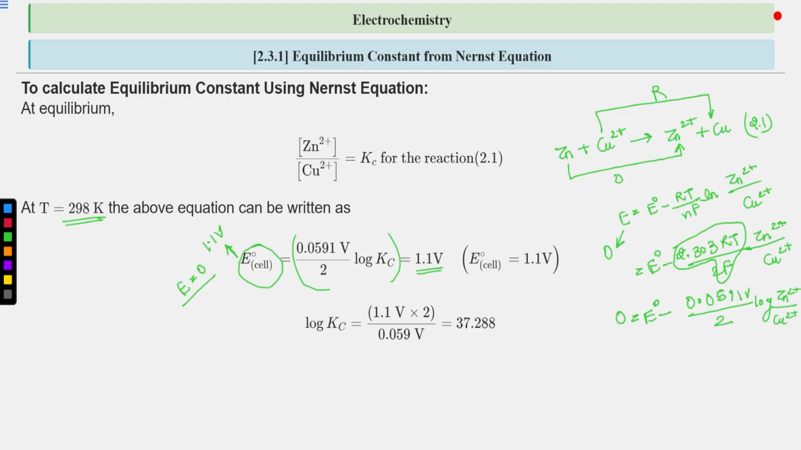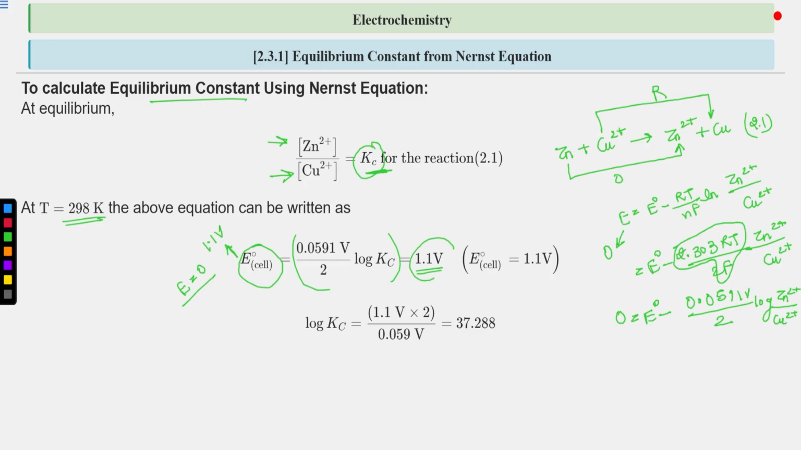Now zinc 2 plus upon copper 2 plus is the product concentration upon reactant concentration, which is the definition of the equilibrium constant for any reaction, represented by Kc. Kc is the equilibrium constant of a reaction, defined as the concentration of product upon concentration of reactant. In this reaction, the product is zinc 2 plus and the reactant is copper 2 plus, so zinc 2 plus upon copper 2 plus equals Kc. So we write the equation 0.0591 upon 2 log Kc equals 1.1 volt.